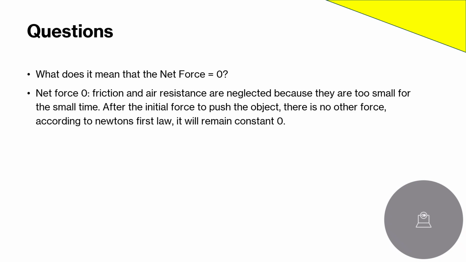And so what does it mean that our net force equals 0? We use net force as 0 because friction and air resistance are neglected because time steps were too small, and after the initial push of the object, there was no other force, so according to Newton's first law, the object is going to want to stay in motion.